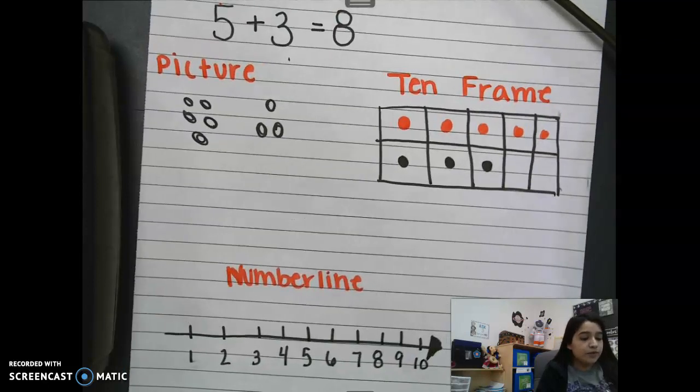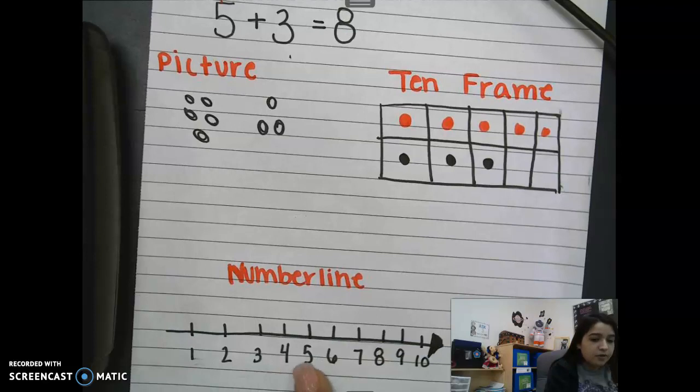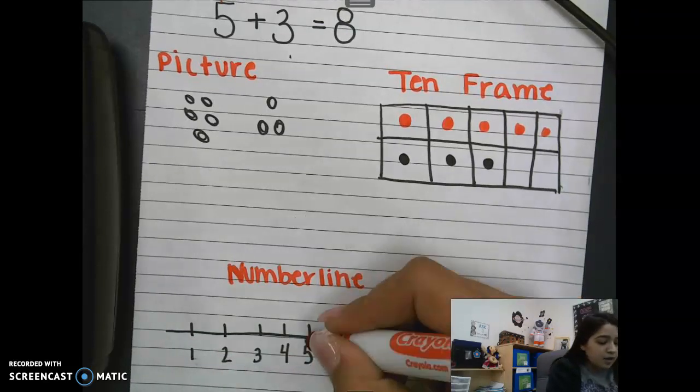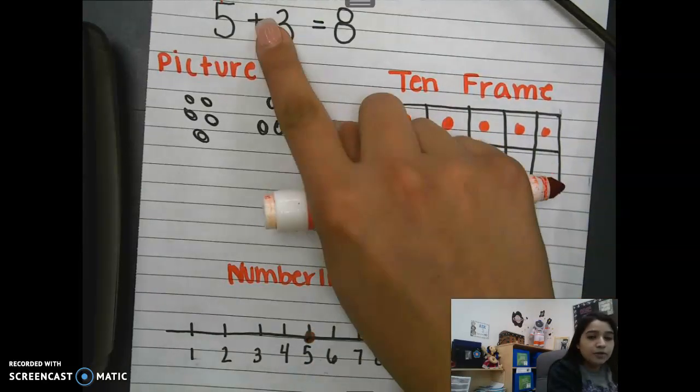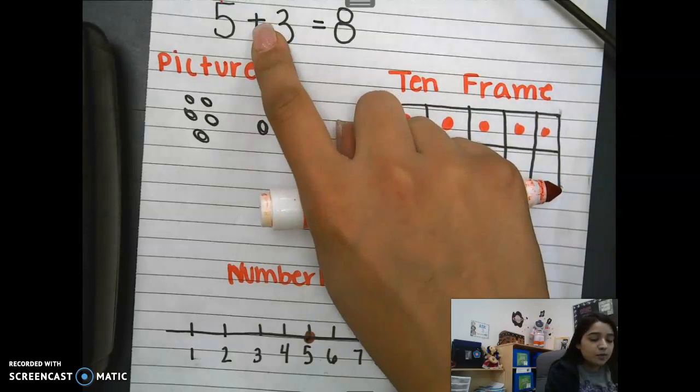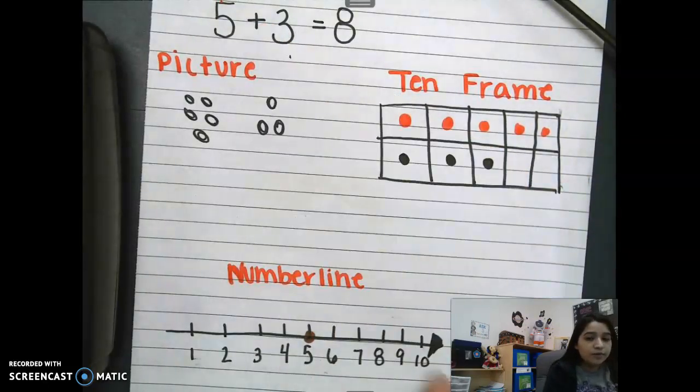So what is the first number that we have? 5. So we're going to go ahead and look for number 5, which is right here. Or you can count 1, 2, 3, 4, 5. And you're going to put a dot there because that's where we're going to start. And what are we doing? We are adding. So that means we are jumping forward.